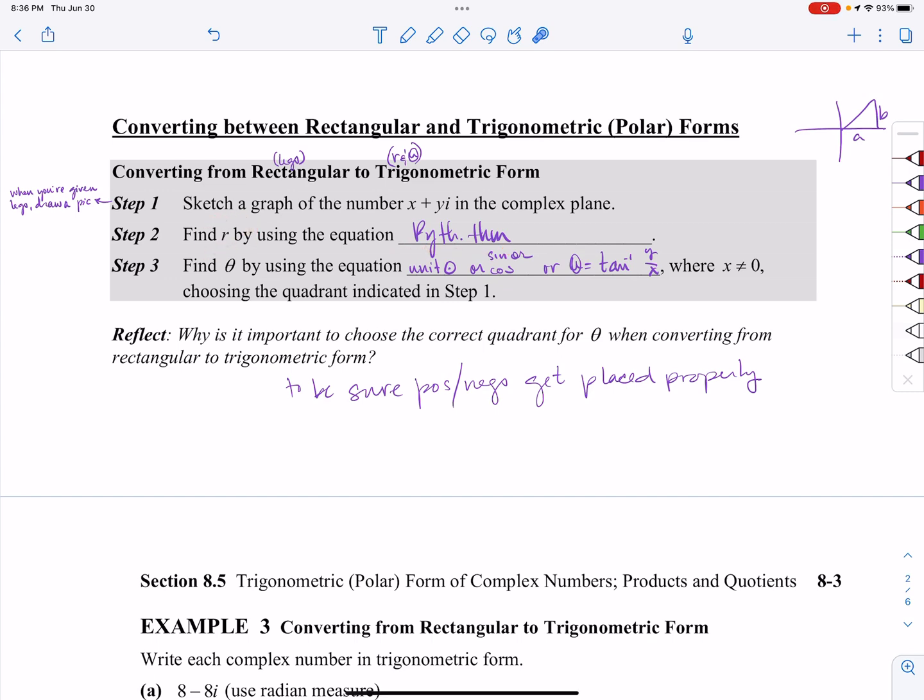No big deal there. And find your theta by either using the unit circle, using sine or cosine, or using the equation tangent inverse of the opposite over the adjacent. Any of those three will do just fine. I would use these two if these are unit circle values. I would use this one when I have to use my calculator. Why is it important to choose the correct quadrant for theta? That is so that you can make sure that you have the positives and negatives all in their proper positions.